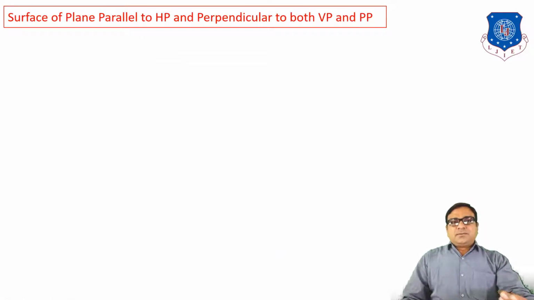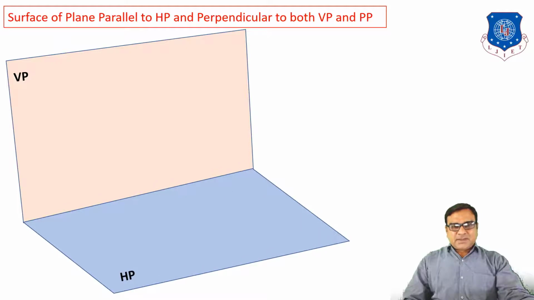Now, here we are going to study the projection of a plane when the plane is located in different conditions with reference to the reference planes like HP, VP and PP. So our first case is when the surface of the plane is parallel to HP and perpendicular to both VP and PP. This is the vertical plane and horizontal plane, which are perpendicular to each other, and presently we are using the first quadrant. The intersection of the horizontal plane and vertical plane, that line or corner, is known as the XY line.